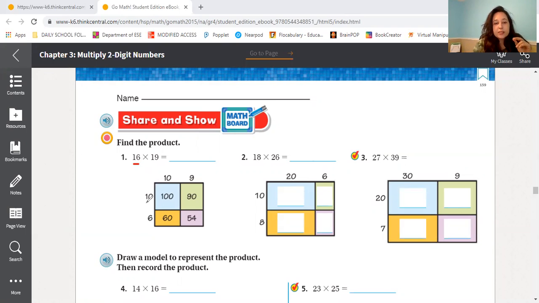And what they did for us is multiply 10 times 10, and they got 100. Then they did 10 again by 9, and they got 90. That's how we get the green box. Then when we get the orange box, we do 10 times 6, and then we do the final box. 9 times 6 equals 54.